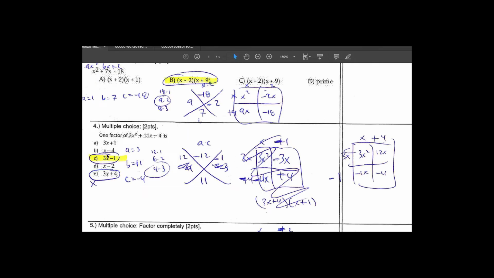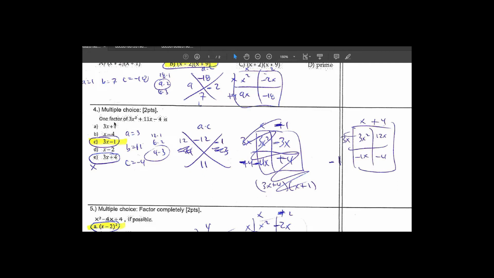All right, question number 4 says multiple choice. One factor of 3x squared plus 11x minus 4 is, well, they give you 5 choices here. And the correct answer is C. I mismarked E. The first thing you're going to do is identify your A, B, and C's. Remember, your A, B, and C's will always be numbers. You'll never have any letters or variables over here. So it's the coefficient. A is 3, B is 11, and C is -4.